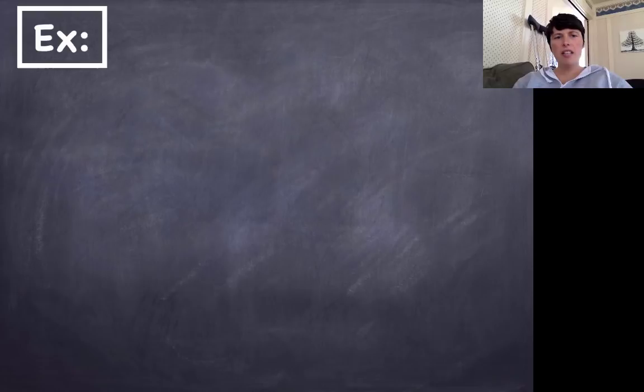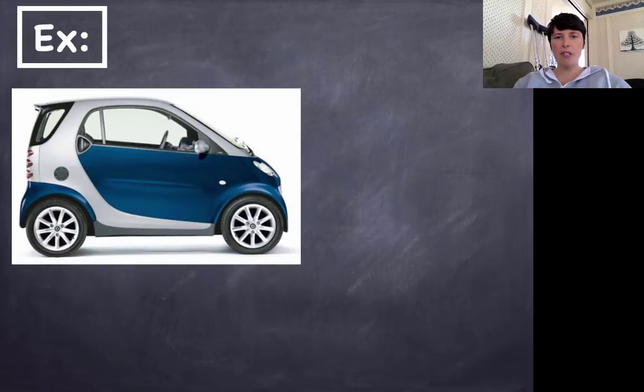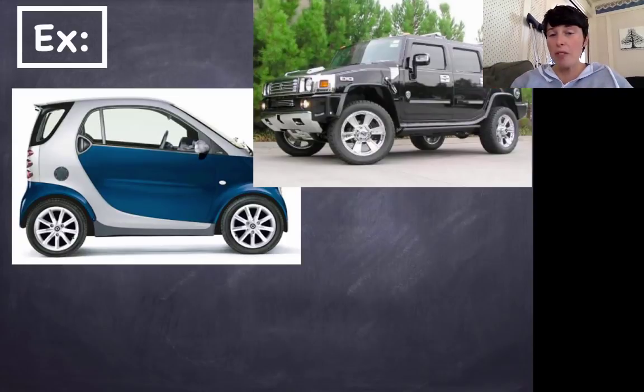Let's try another one. Next example is going to be about a different topic here. Have you ever seen one of these smart cars before? They're really small, lightweight. You can park them anywhere because they're so tiny. They're great for driving in big cities and trying to find a parking spot. Versus a car like this, one of those big old Hummers. Some people love smart cars and there's other people that totally hate them. They think they're ridiculous. And some people love Hummers, but there's other people that think they're ridiculous, and they have their good reasons.